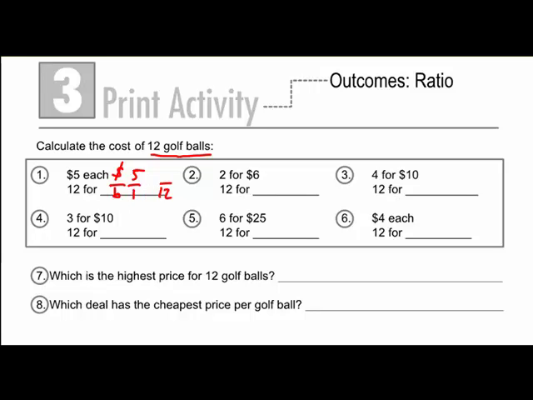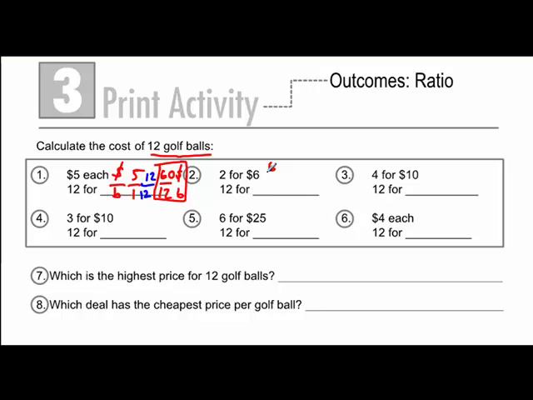How do I turn 1 into 12? I multiply by 12. So 1 times 12 is 12. 5 times 12 is 60. So this one here is $60 for 12 golf balls. Let's take a look at this one right here. 2 for $6. Well, first of all, we have to find out how much it is for 1.